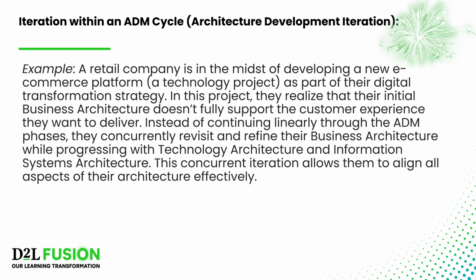This is one of the examples of a retail company. They are doing this as part of their digital transformation strategy. So they constantly revisit and refine their business architecture while progressing with technology architecture and information system architecture. This concurrent iteration allows them to align all aspects of their architecture effectively.